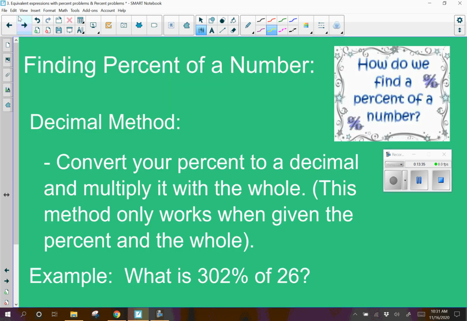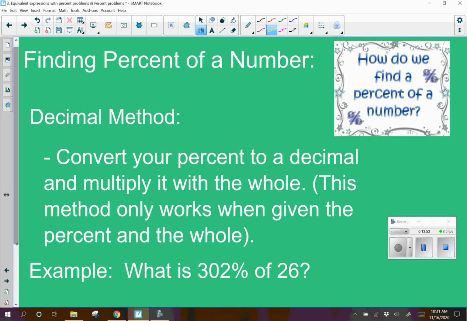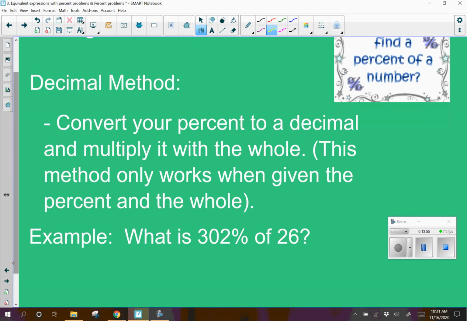Okay, the other method, we just did the proportion method, is your decimal method. In order to use the decimal method, you're just going to take your percentage, convert it to a decimal, and then multiply it by the whole. Now, this method only works if you're given the percentage and the whole number. So that's the only time you can use this. The other times you're just going to have to work with the proportion method.